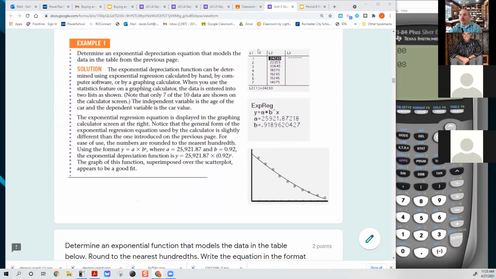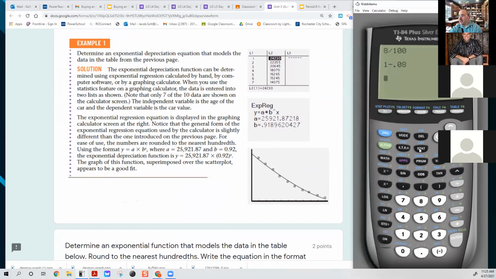And then example 1, we put the data in our calculator. I don't think I have data in my calculator right now. Let me see if I do. Oh, I have data in my calculator, so let me show you this. I'm going to press the stat button, go over to calc, and if I want to run an exponential regression, EXP REG, I go all the way down to this right here, EXP REG, enter 5 times, and then I get, my numbers are different, but it looks like this.